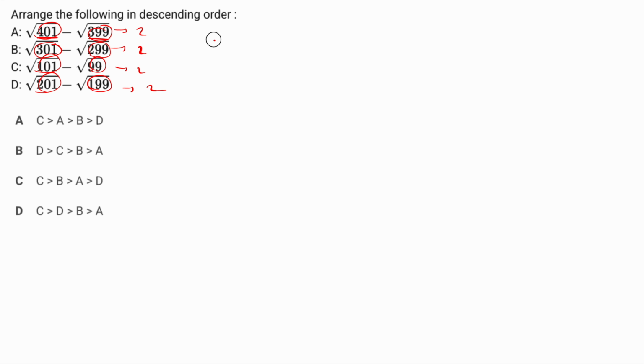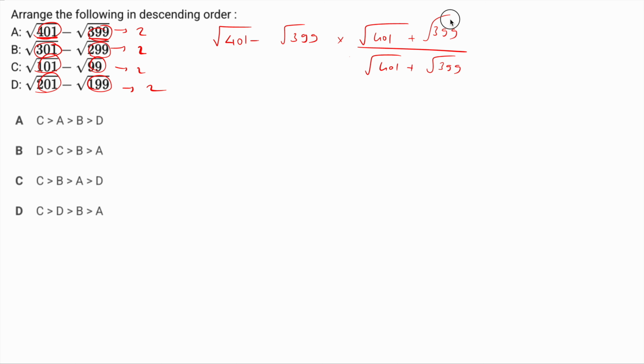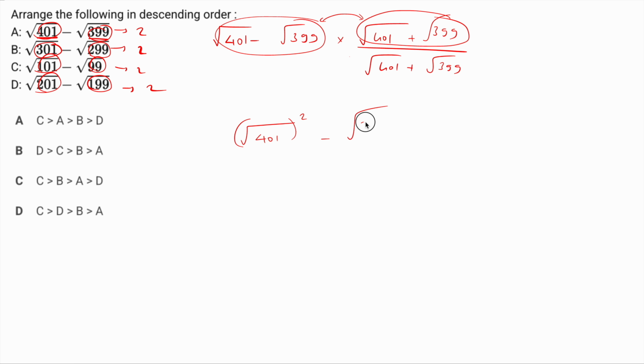Let me show you the first term: root of 401 minus root of 399. Let's multiply and divide by root of 401 plus root of 399. So this is a plus b and this is a minus b. a plus b into a minus b will become a squared minus b squared, meaning root of 401 squared minus root of 399 squared, upon root of 401 plus root of 399.